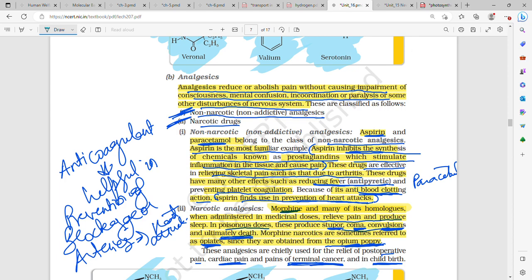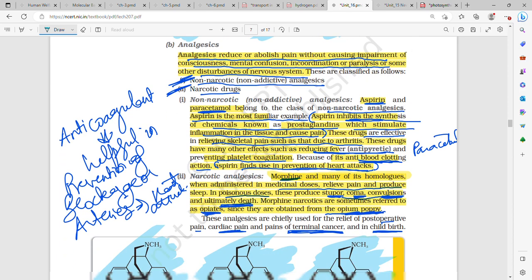They abolish pain without causing impairment of consciousness, mental confusion, incoordination, paralysis, or any other effects in the nervous system. They only focus on the pain receptors, and they abolish or reduce pain. There are two kinds of analgesics: first, non-narcotic analgesics, and second, narcotic analgesics. Non-narcotic analgesics means non-addictive analgesics or drugs.